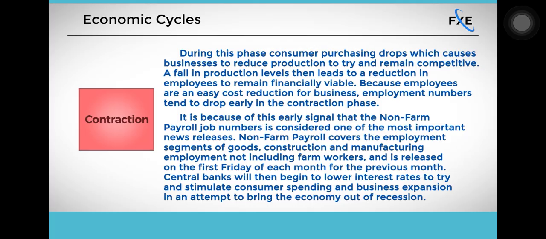It is because of this early signal that non-farm payroll job numbers is considered one of the most important news releases. Non-farm payroll covers the employment segments of goods, construction, and manufacturing employment, not including farm workers, and is released on the first Friday of each month for the previous month. Central banks will then begin to lower interest rates to try and stimulate consumer spending and business expansion in an attempt to bring the economy out of recession.